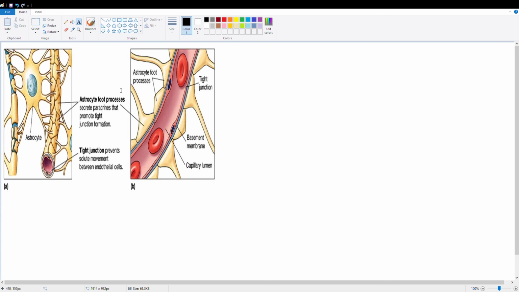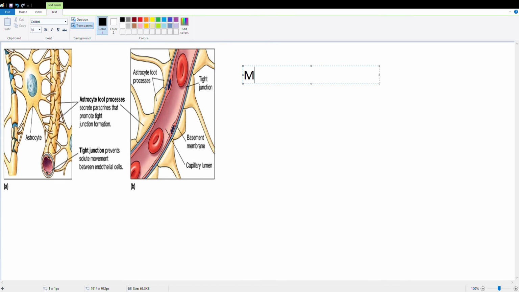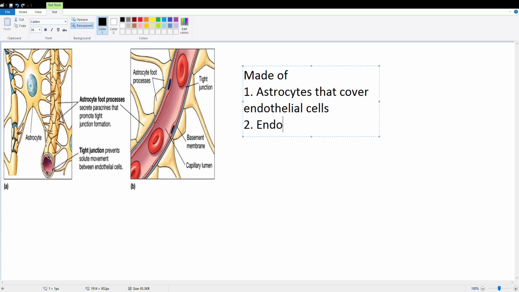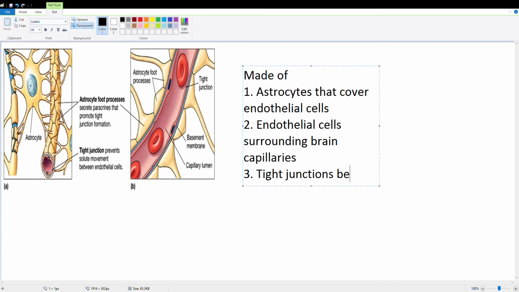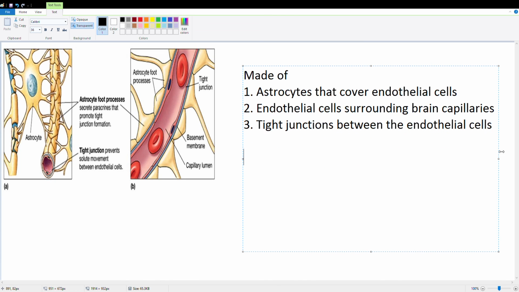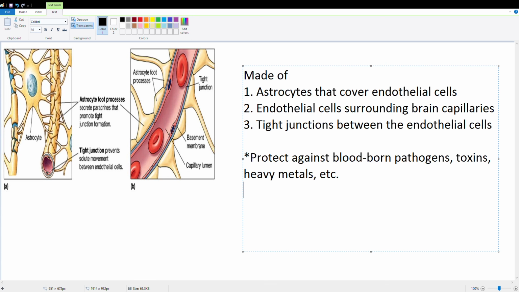Now we're going to talk about the blood-brain barrier. Remember that it's made of number one, the astrocytes that cover endothelial cells. Number two, the endothelial cells surrounding the brain capillaries. And then number three, tight junctions between the endothelial cells. The whole point, we have this system of tight barriers keeping everything out, is that it wants to protect against bloodborne pathogens, toxins, heavy metals, all kinds of stuff that it wants to protect from.